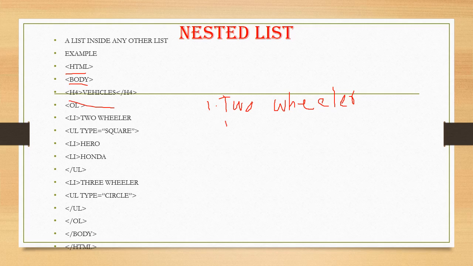Inside this, I am going to have two things. Square it is. I am going to have Hero as well as Honda. Two things. So Honda, Hero as well as Honda. Now what is given here? LI means it is under OL, it is coming. So I will have two here.